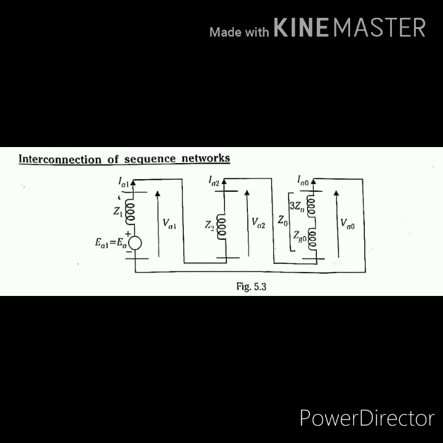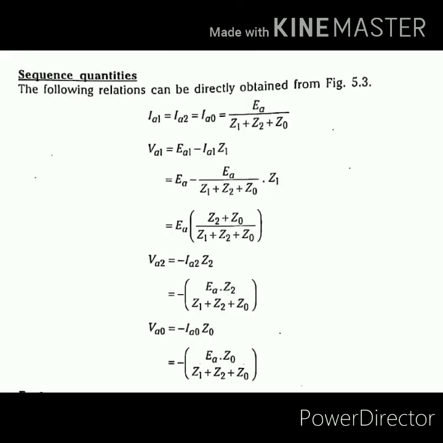After this, we have the sequence quantities. Now we have to determine VA1, VA2 and VA0 with the given relations which we have already studied in equation 1. We know all the sequence currents are equal, IA1, IA2, IA0. So we can write them as EA divided by the sum of impedances Z1 plus Z2 plus Z0. So we have the equation VA1 is equal to EA1 minus IA1 into Z1.